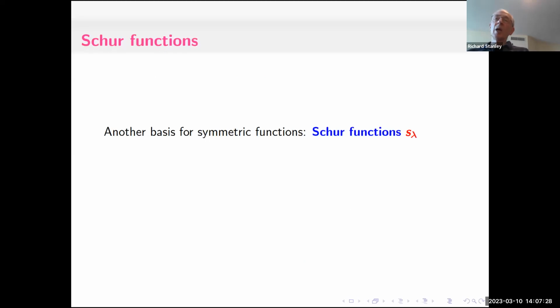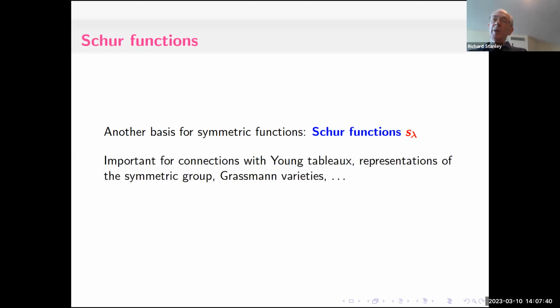Now, I should mention, this is just going to come up in one example. Another basis for symmetric functions are the famous Schur functions, denoted S lambda. This is maybe the most interesting and important basis, and it has connections with all kinds of other areas of mathematics. Well, I won't define it here, but only for one example will I be expanding something in terms of Schur functions.